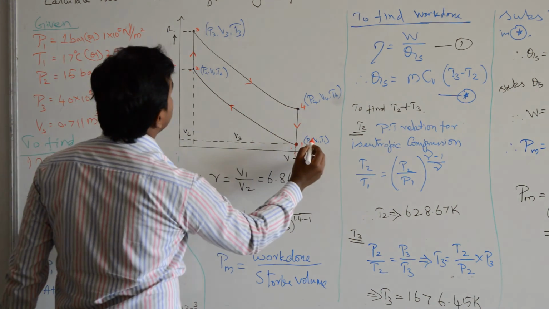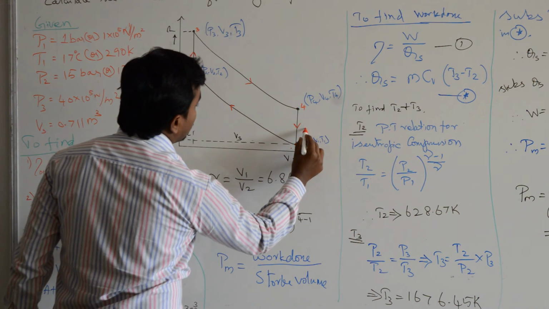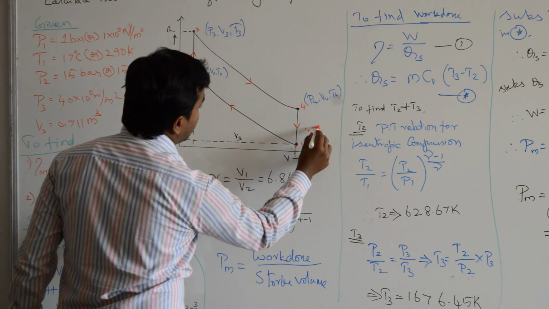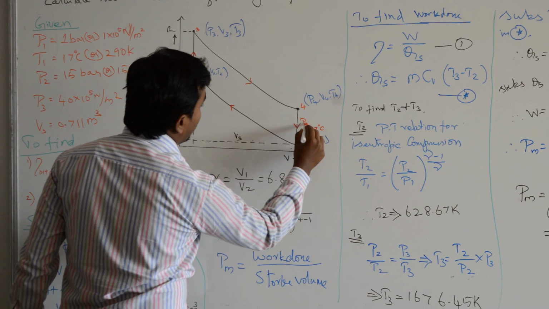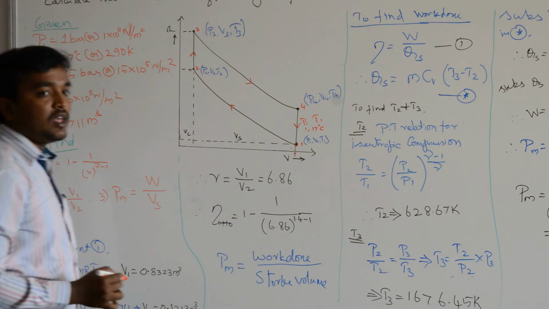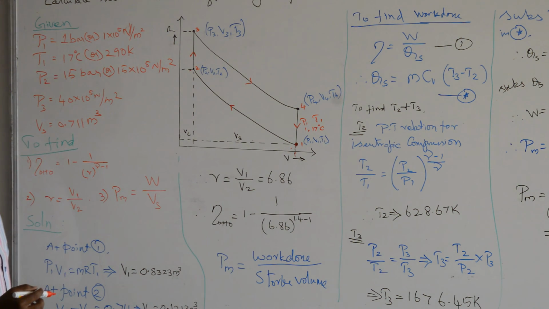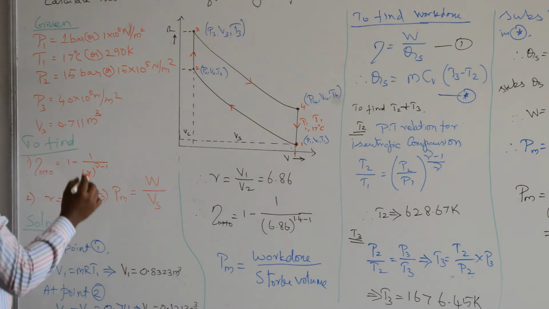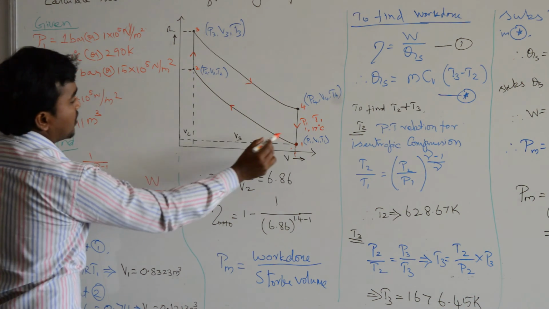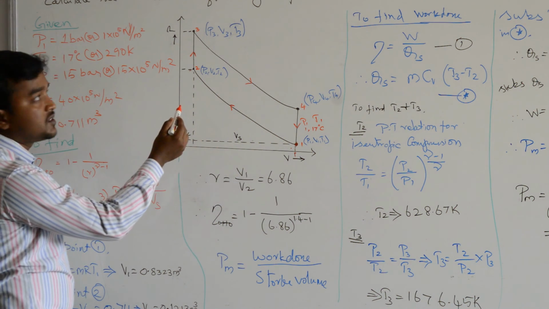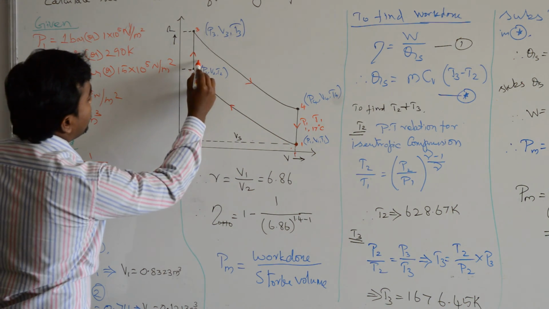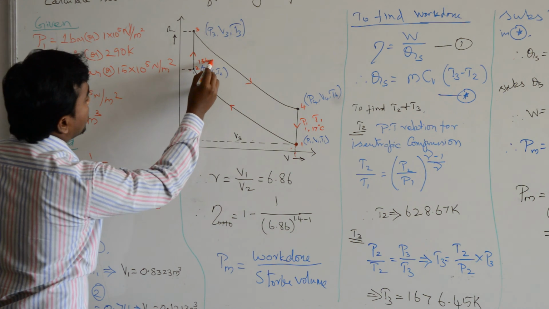Here the pressure is 1 bar and the temperature is 70 degrees Celsius. That means P1 and T1 are given. Then it is compressed adiabatically until the pressure is 15 bar. That means the 1 bar pressure is compressed up to 15 bar, P2.